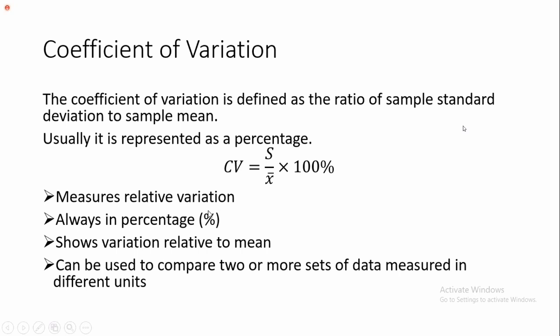It measures relative variation. The coefficient of variation is relative because it's a ratio, s to x bar, the standard deviation to the sample mean. It is always a percentage value, and it shows variation relative to the mean. Here we can understand that the sample standard deviation is relative to the mean because it is the ratio of sample standard deviation to the mean.